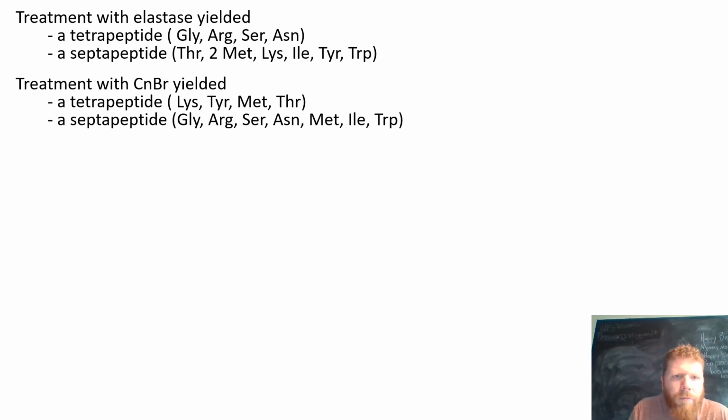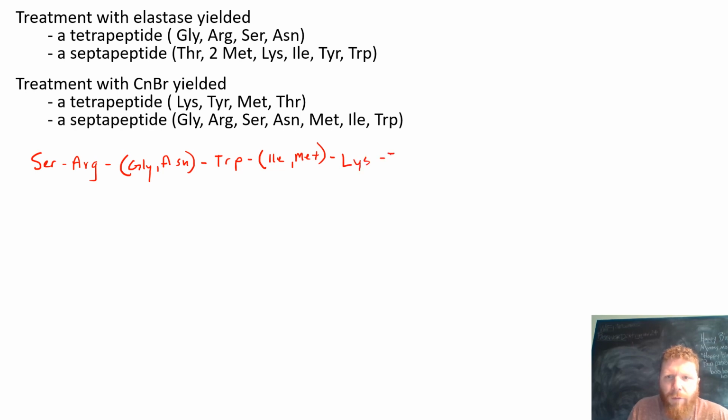We know that our polypeptide is SER, ARG, GLY for glycine, followed by asparagine, ASN, followed by TRP, followed by isoleucine and methionine, followed by lysine, threonine, tryptophan, and methionine. Okay.